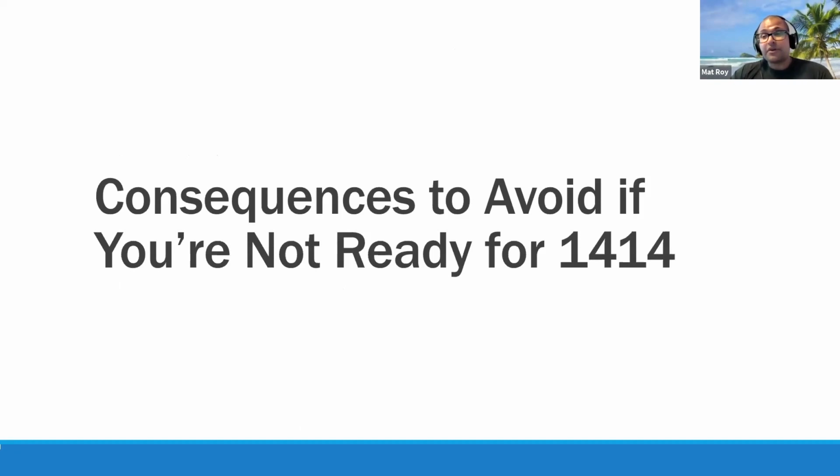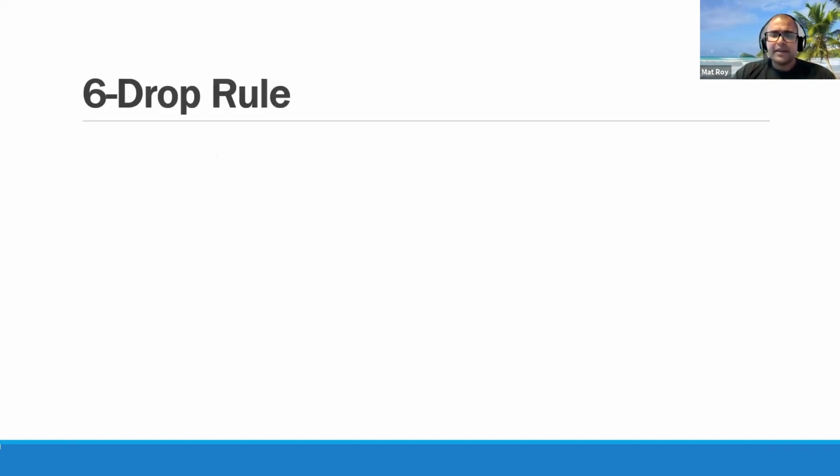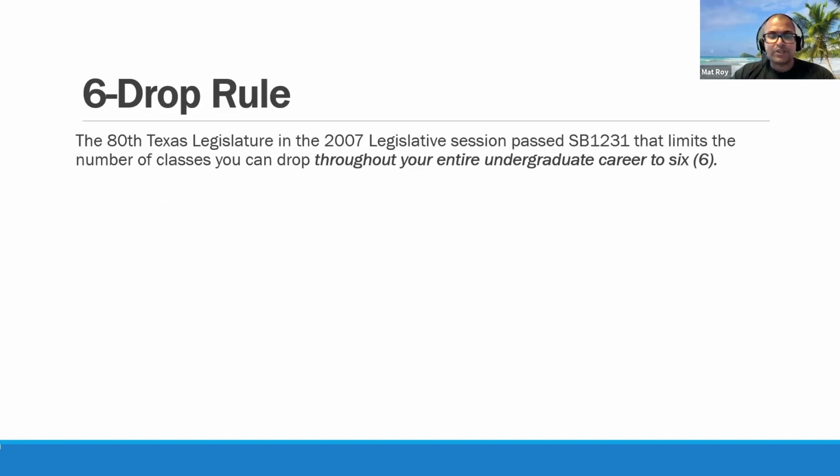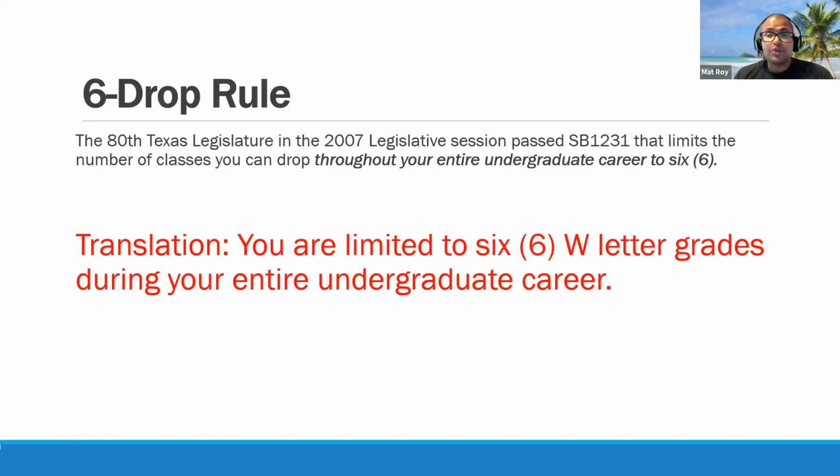So here are some other negative consequences if you take Math 1414 but you're not ready for it. There's something called the 6-drop rule, and this is actually the statement of the 6-drop rule that's in your syllabus, but I'm going to give you my translation for it. You are limited to 6 W's during your entire undergraduate academic career. So we see a lot of students who end up accumulating a lot of W's by their first or second year in college, and once you hit those 6 W's, you can't receive any more W's again. So we want to avoid that.